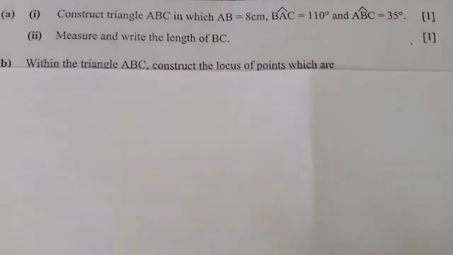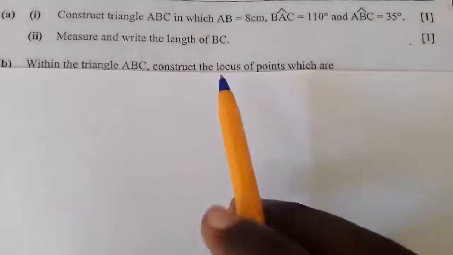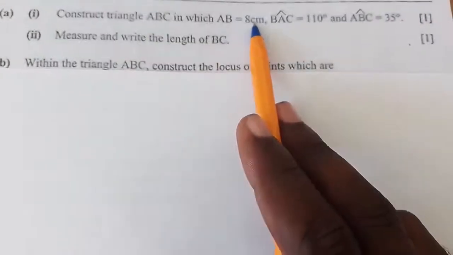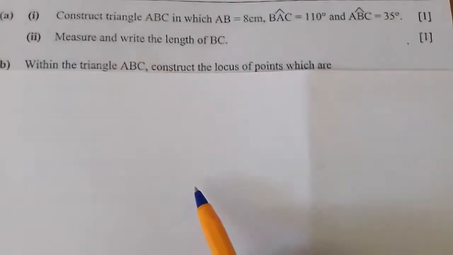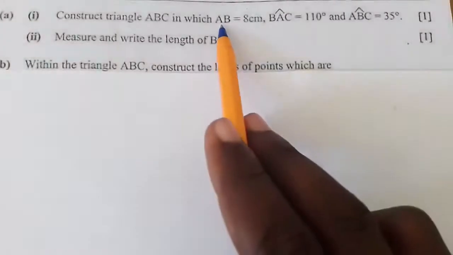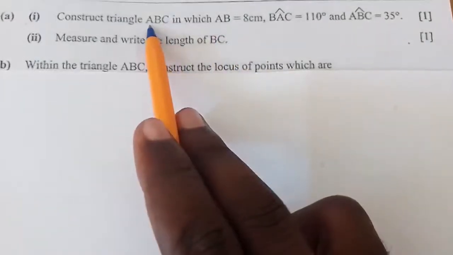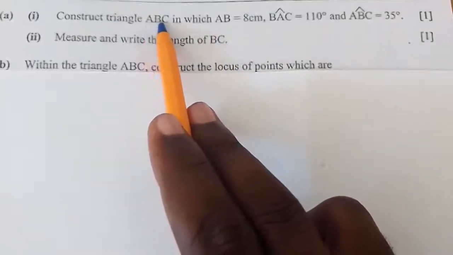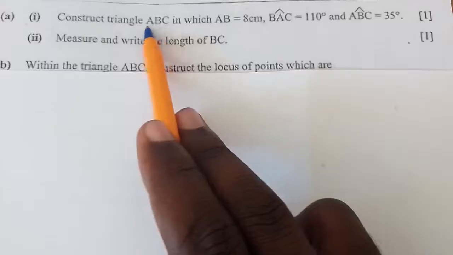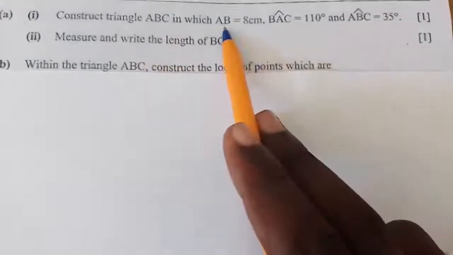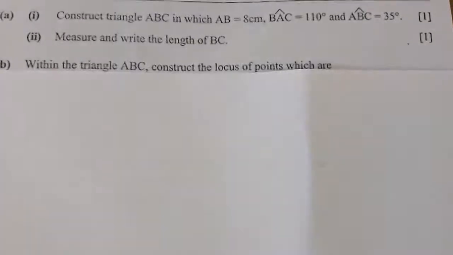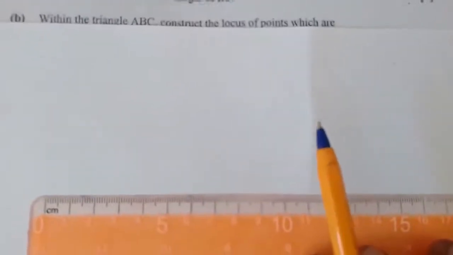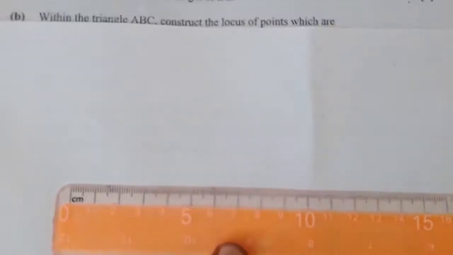So let us now go into action because the first part here, AB is equal to 8 centimeters. So you know that you are constructing a triangle. So the first part here, you are told to construct AB. So the first two letters AB, this is the base. Have you seen? So AB here is what? 8 centimeters. So you use your ruler properly like this. You measure what? 8 centimeters.